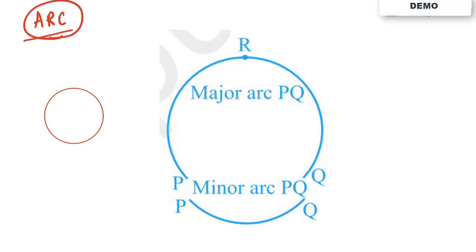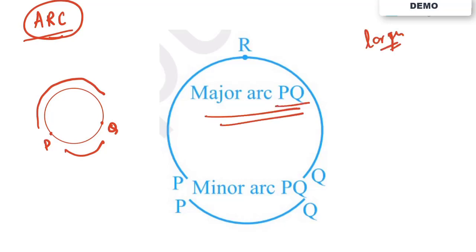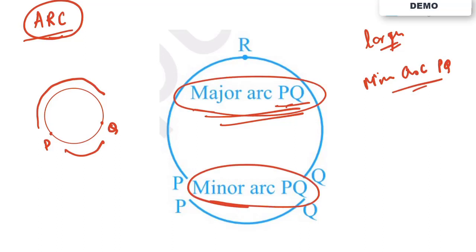Arc is basically, as you know, a circle is a collection of all the points. So if we choose 2 points anywhere, let's say I name them P and Q, there you see that 2 parts are there, the upper portion and the lower portion. The upper portion, you can easily see, is larger in length. So the upper portion will be called major arc PQ, and the lower portion will be called minor arc PQ. So there are two arcs, major arc and minor arc. That was all about the arc.